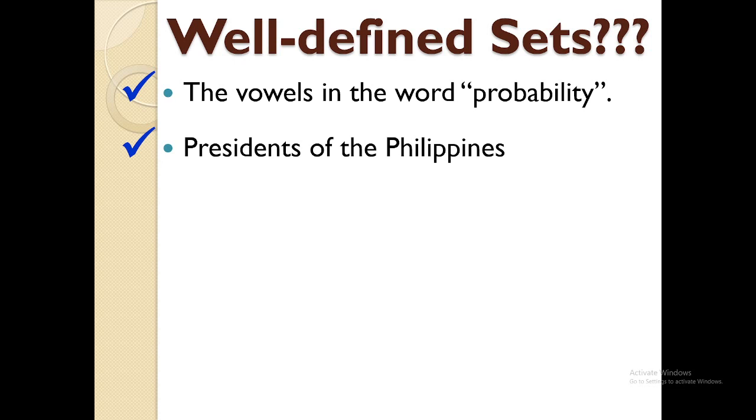So we can name, before Rodrigo Duterte, we had Ninoy Aquino. Before Aquino, we had Arroyo, GMA, right? Before Arroyo, katong si Erap. It was Erap Estrada. Okay. So we can name all the presidents of the Philippines, so making that example well defined.